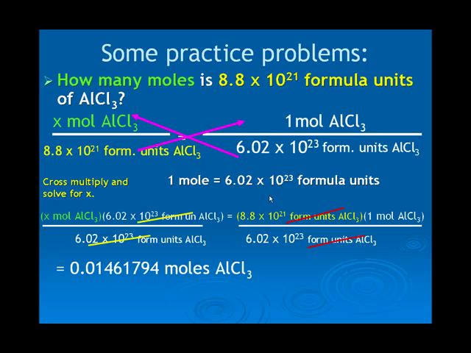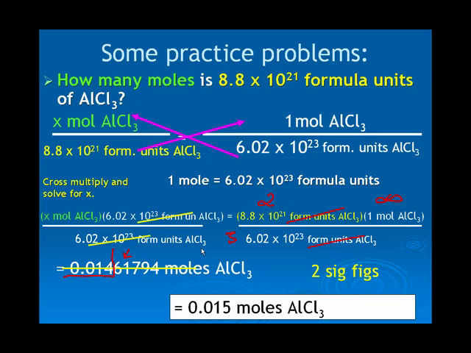Now, look at sig figs. Here's 2 sig figs. One is infinite. This one is 3 sig figs. So I need 2 sig figs. Leading zeros don't count. I take the first 2 numbers past that, so the zeros and then the 1, 4. I look to the next number to round. It's a 6, so I will round up. And that's what I get: 0.015 moles of aluminum chloride. That's your final answer.